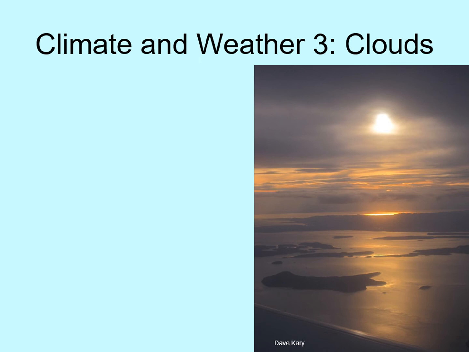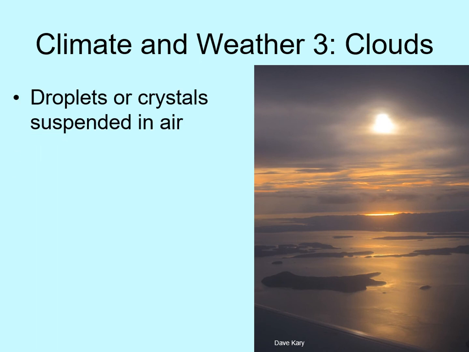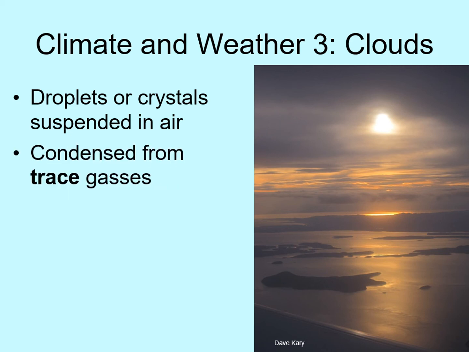Now we turn to the last section on climate, clouds. Clouds are made up of droplets of liquid or crystals of ice that are small enough to be held up by the atmosphere. Though clouds aren't made of gas, they are condensed out of the gases in the atmosphere. However, they can only be trace gases, not the main components of the atmosphere. If it was cold enough for the main gases to condense, there'd be nothing to hold the cloud up, and it would form a frost layer on the ground instead.